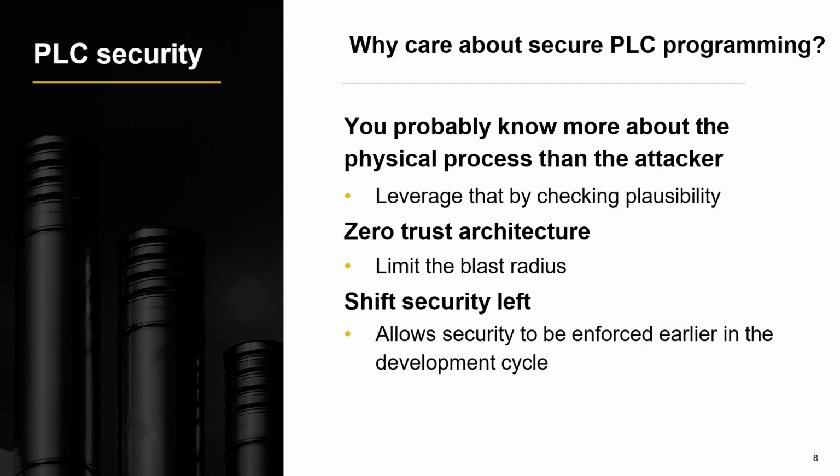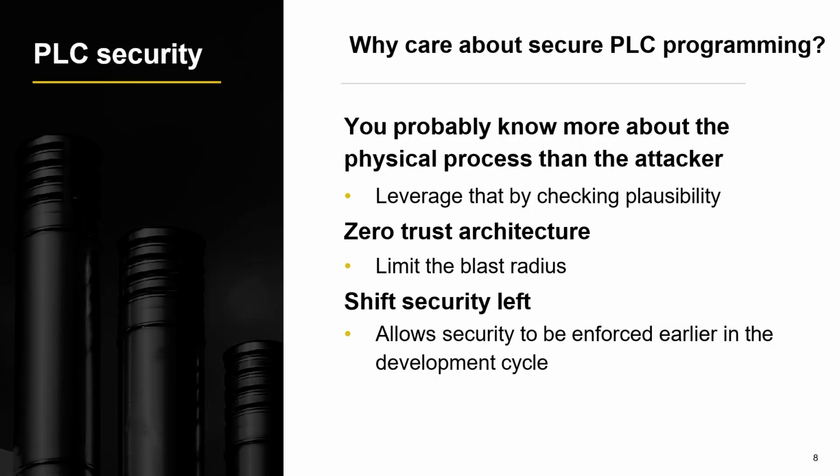Also, if you're an acolyte of zero trust architecture, secure PLC programming is kind of like the embodiment of limiting the blast radius. For example, if your sensor gets compromised or an HMI gets compromised, you can limit the blast radius by programming your PLC securely so that if the PLC is sent bad values from somewhere over the network, it reacts in a way that doesn't just crash the entire control system immediately with any trivial value sent by an attacker. And also, as I discussed in the very first slide, we want to try and shift security left as much as possible in the development cycle.